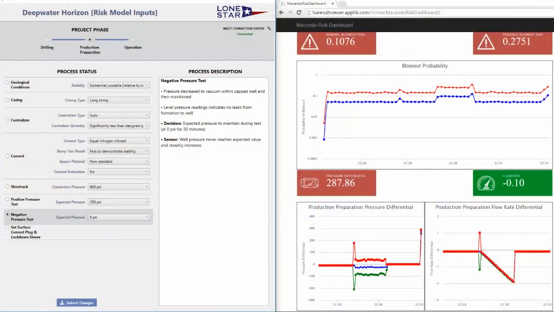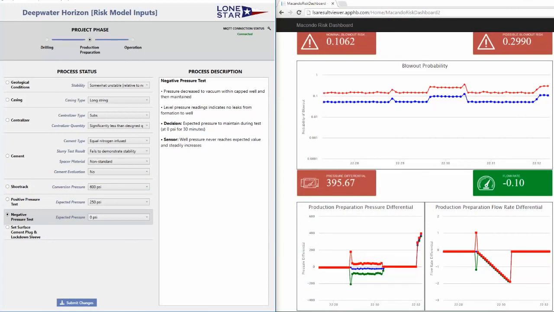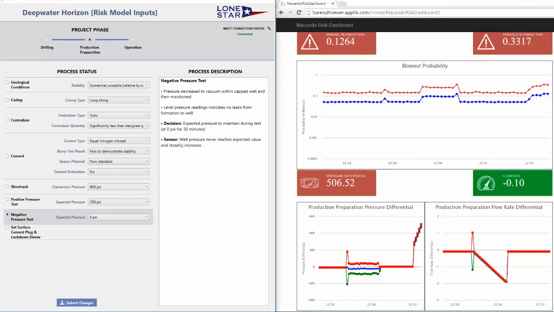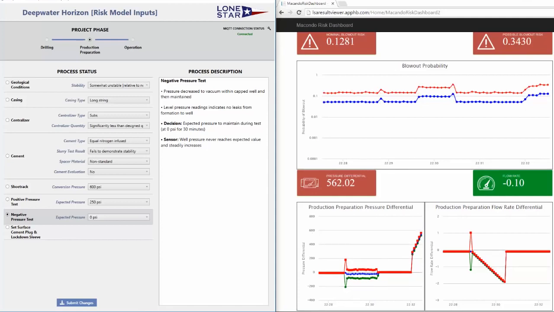The negative pressure test checks not only the integrity of the casing, but also the integrity of the bottom hole cement job. At the Macondo well, the negative pressure test was the only test performed that would have checked the integrity of the bottom hole cement job. Now, the crew would eliminate pressure inside the wellbore to 0 and see if it remained at 0.